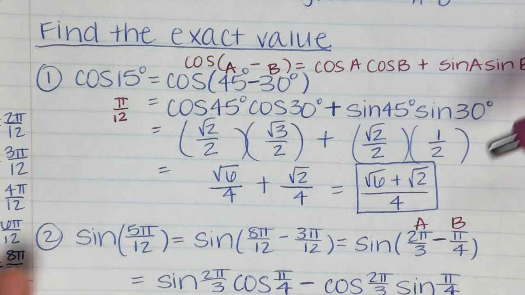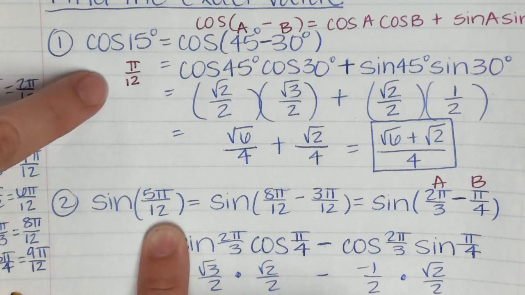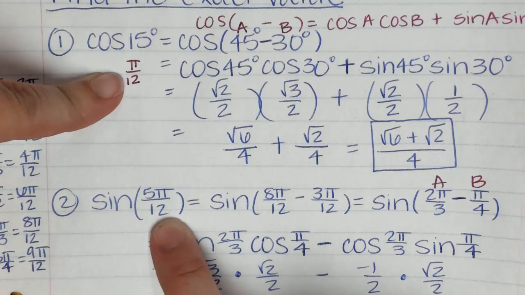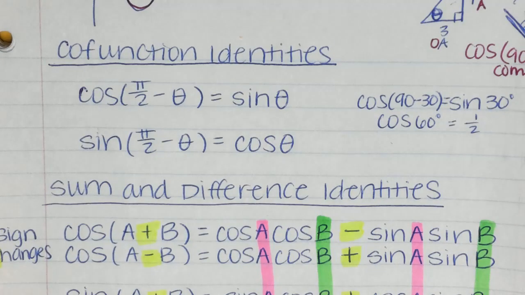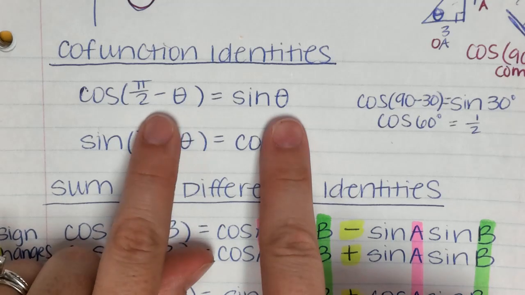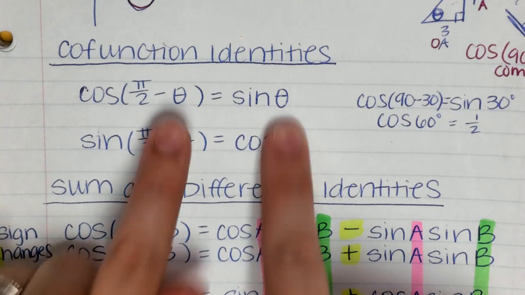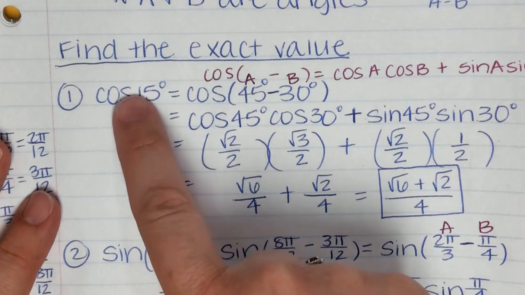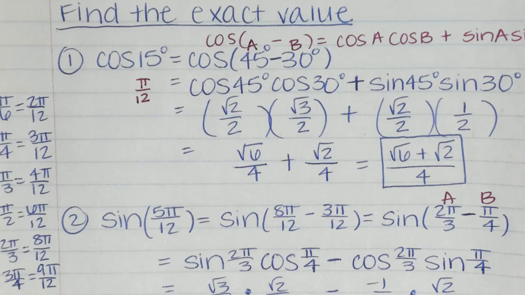1 pi over 12, and look at this, 5 pi over 12. What's 1 pi over 12 plus 5 pi over 12? What is 6 pi over 12? That's a cofunction identity. So we got the same answer because I took the cosine of one angle and the sine of its complement, and of course I would get the same answer.